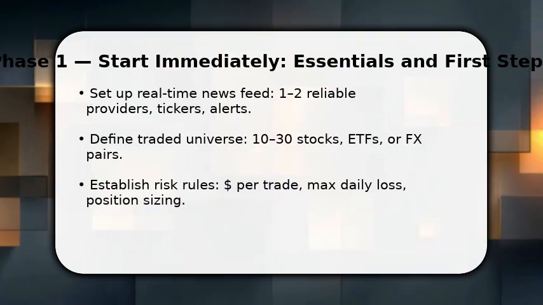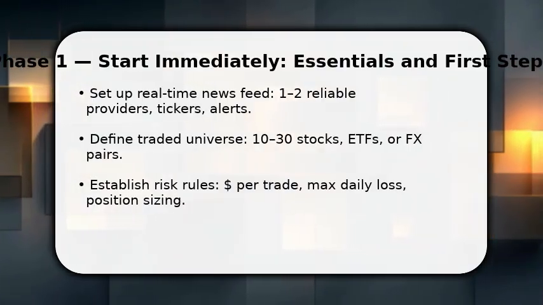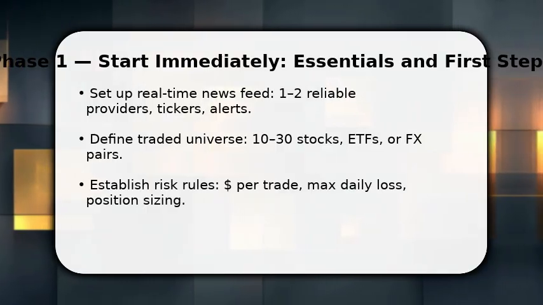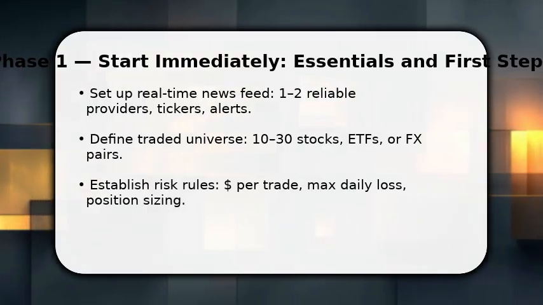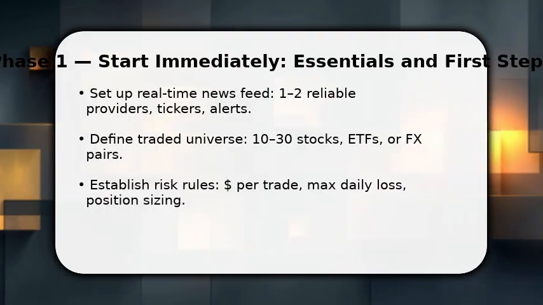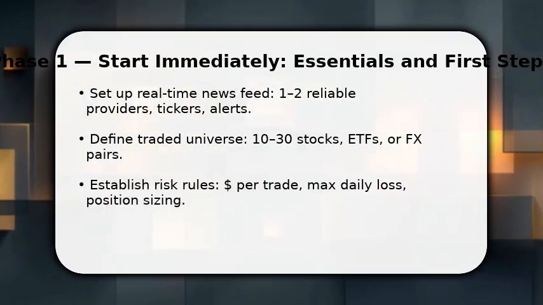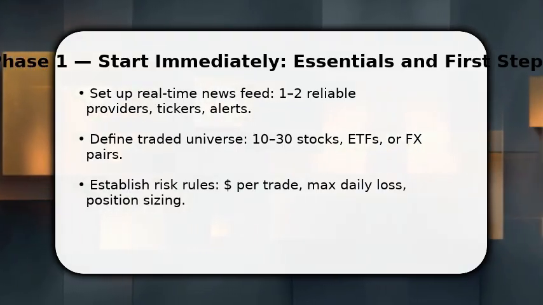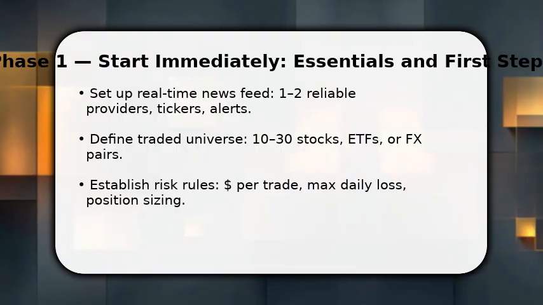You start by narrowing your market and connecting live sources. Do this now so you can react. Subscribe to 1-2 low-latency feeds and tag the 1030 instruments you will trade. Next, set concrete risk rules: dollar risk per trade, daily loss limit, and position sizing. Once done, configure alerts tied to headlines, price levels, and volume spikes.